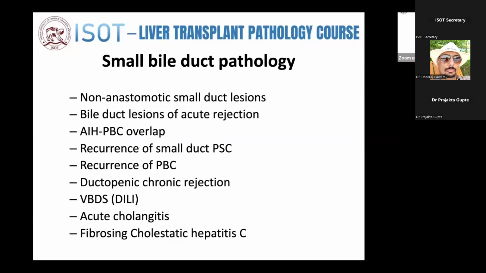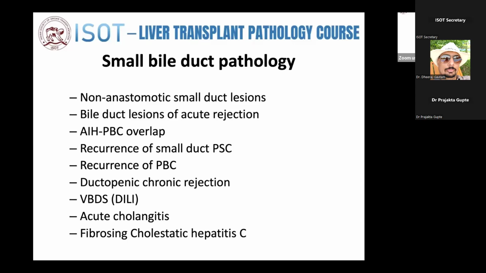autoimmune hepatitis PBC overlap, so bile duct lesions of AIH PBC overlap, recurrence of small duct PSC, recurrence of PBC, ductopenic chronic rejection, vanishing bile duct syndrome, acute cholangitis, fibrosing cholestatic hepatitis C.